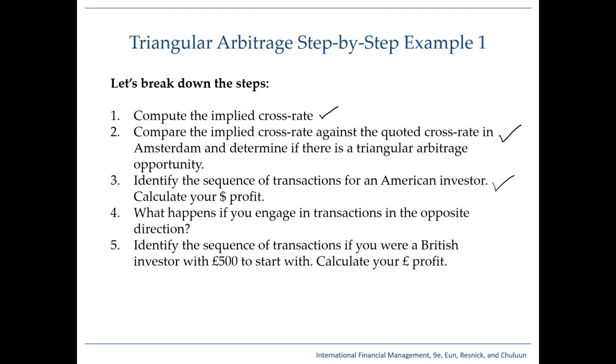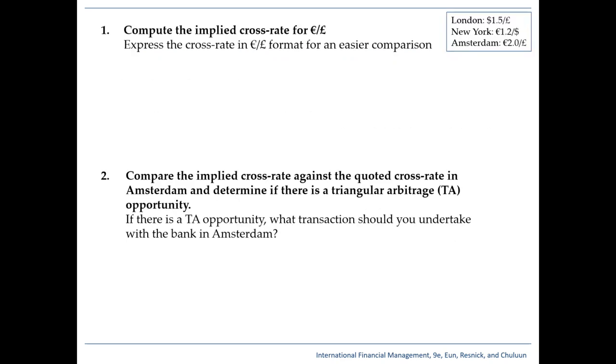A related question is what happens if you engage in transactions in the opposite direction, and we're going to take a look at that. And finally, what if you were not an American investor? What if you were, for example, a British investor and you wanted to take advantage of this triangular arbitrage opportunity? What should you do? And we're going to take a look at that and compute your pound profit. So let's go ahead and start with the very first step. Please note that we have the rates given to us in that small box, so we don't have to keep going back to refer to these rates.